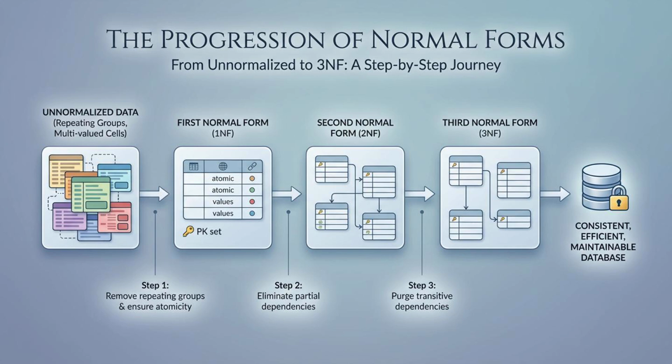This final stage involves purging transitive dependencies. A transitive dependency exists when a non-key attribute depends on another non-key attribute rather than directly on the primary key. We resolve this by isolating such dependent attributes into their own separate tables. The culmination of these steps is a database that is consistent, highly efficient, and easily maintainable. Each stage significantly reduces data redundancy and enhances overall data integrity, which are critical for any robust system.